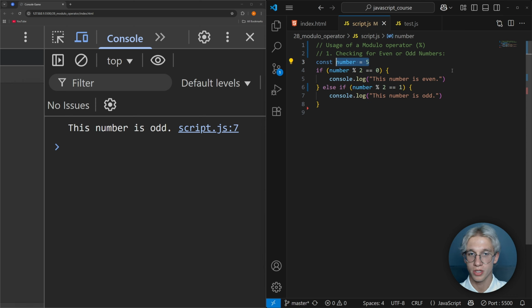Our current number is 5, so in the console we see that this number is odd. I can change it to 4, and now in the console we see that this number is even. Actually, we don't even need to have the second if condition. Even if you remove this code, it will work in the same way.